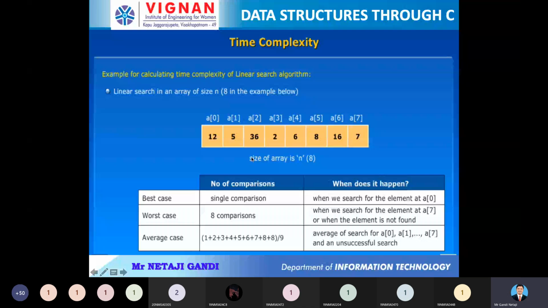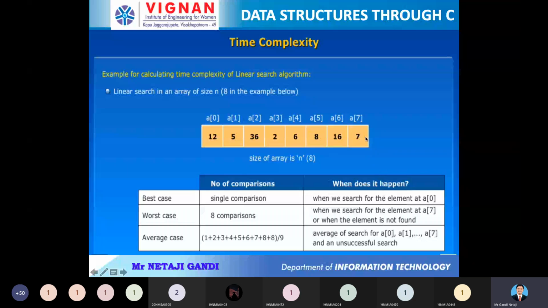Here, in the linear search, I want to search for the element 12. If we find the searched element the very first time, that is the best case time complexity, 1. Since it was found immediately at the first location, it is the best case. Suppose your searching element is at the middle of the array, at location A of 3. This is called the average case time complexity. Suppose your searching element is at the last of the array: first one is not, second one is not, third is not, each and every location is not it, and at the last location it is available.